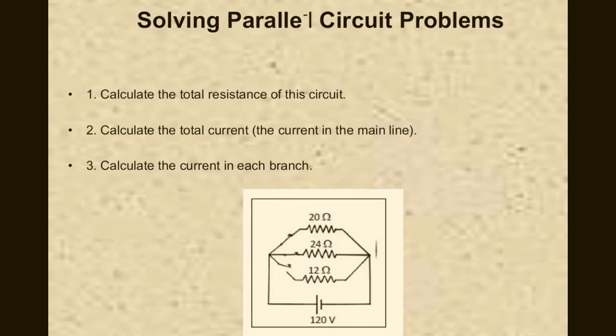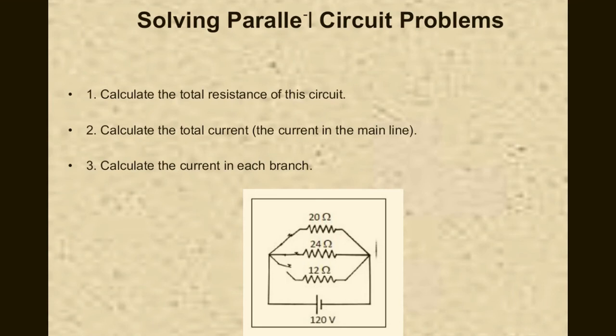All right, so solving parallel circuit problems. Here's another example. This one, they gave us the circuit. Now, the R1 is going to be considered 12, R2 is going to be considered 24, and R3 is going to be considered 20. Again, remember I said it's not because of their geometry that they're considered parallel. It's because each branch or each resistor has its own direct supply, power supply wire, and so on.